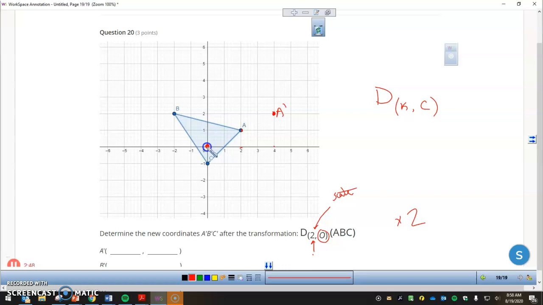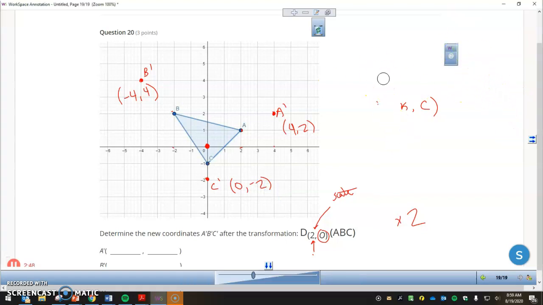And then if I do the same thing for B, from my origin or the center of dilation, which is this red dot here, I got to go left 2, up 2. So I'm going to double those. I'll go left 4, up 4. So this is where B prime would be. And then C prime, I'd go down 1. So instead of go down 1, I go down 2 because I'm doubling that. C prime. So these would be our new coordinates. We got -4, 4. We got 4, 2. And we got 0, -2.